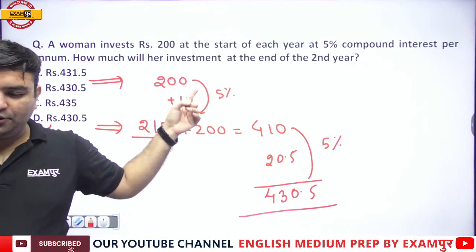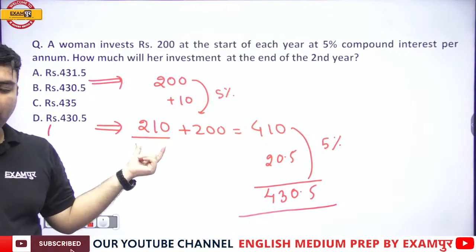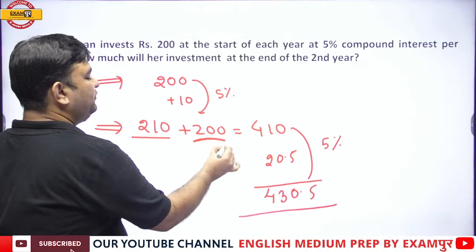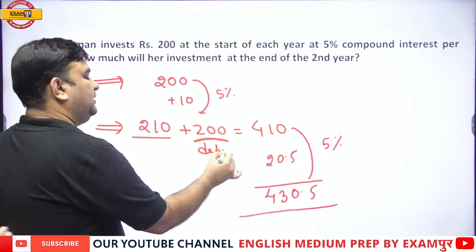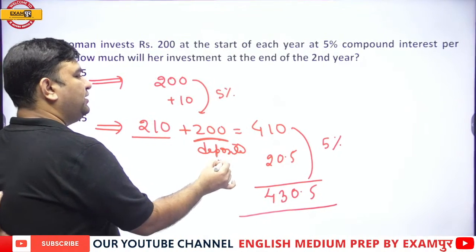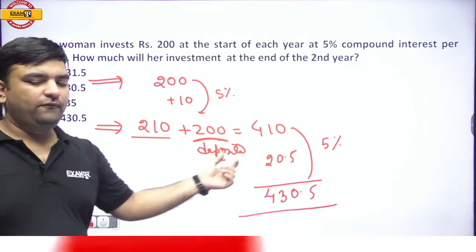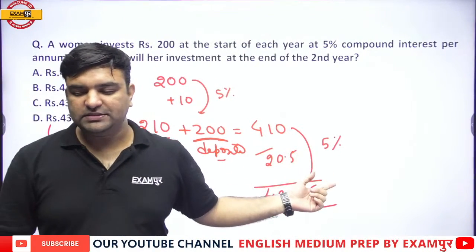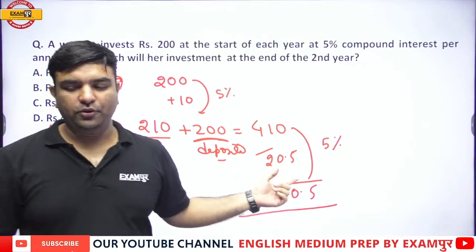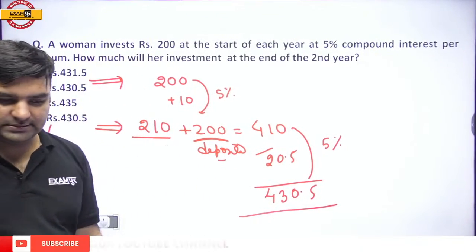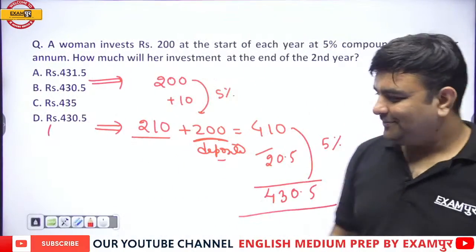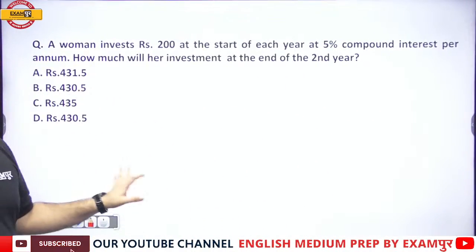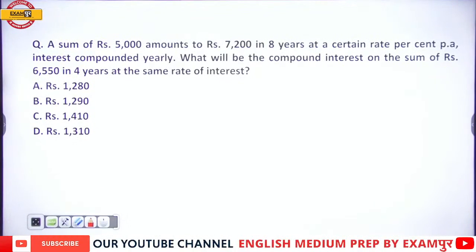First, you will get 5% of 200, that is 10 rupees. It will become 210. Then in the beginning of the second year, again 200 would be deposited, so it will become 410. You will get 5% of this value, which is 20.5. So 430.5 is the answer. I want you to become good at it. Intentionally, I have added such questions.